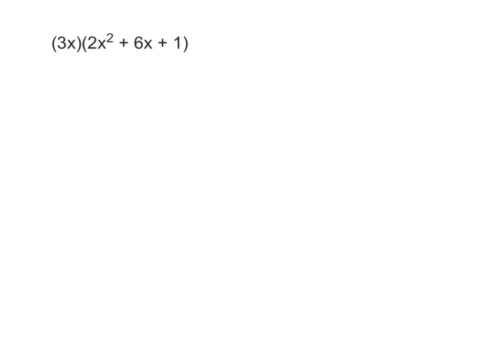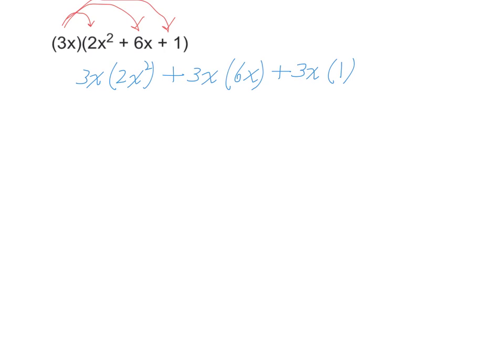The next example I'm going to do is sort of a preview into what we'll see in the next section. It's a monomial times a polynomial. To do this, we're going to distribute the 3x to all three parts. So again, this is kind of a preview into what we'll go to next. I'm going to multiply the 3x times the 2x squared, the 3x times the 6x, and finally the 3x times 1. What we've really done is made 3 smaller problems.